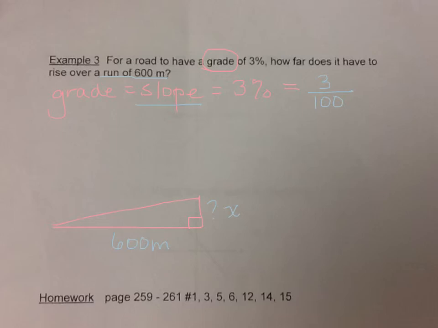So let's plug in what we know. We know that the rise divided by the run, we know that for this situation it's equivalent to 3/100. In our case, we don't know what the rise is, so I've called that X. I know that the run is 600 meters. I've made a direct substitution to work that out.